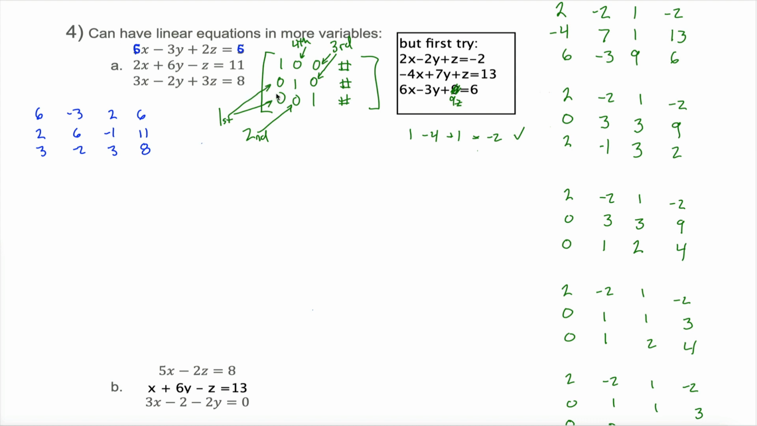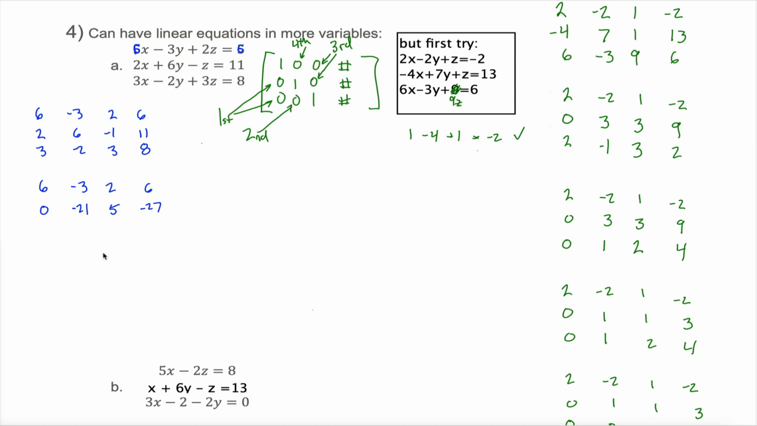Remember, our first goal is to create zeros in these 2 spots, so we'll leave our first row completely alone, 6, negative 3, 2, 6, and then we'll replace our second row with our first row minus 3 times our second row. So 6 minus 3 of these 2's gives me a 0. Negative 3 minus 3 of these 6's is negative 3 minus 18, which is negative 21. And then 2 minus 3 of these negative 1's is 2 minus negative 3, which is the same as 2 plus 3, which is 5. Finally, 6 minus 3 times 11 is 6 minus 33, which is negative 27.